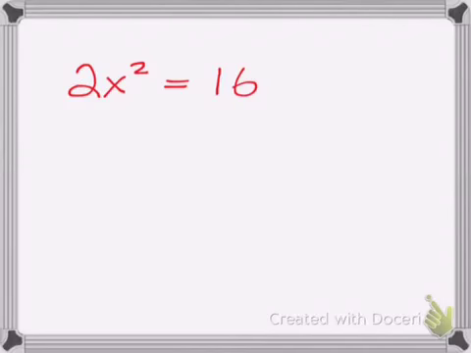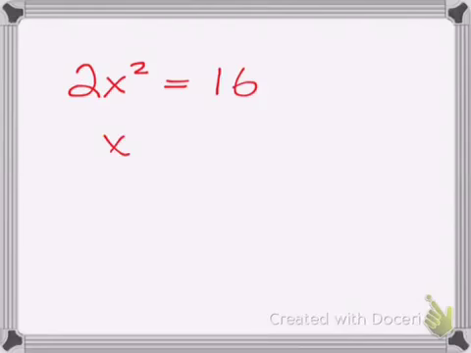Now, in this problem, do we have the conditions of the square root property met? No. We don't, do we? Why? Because we don't have something squared equals a number. We have 2 times something squared equals a number. So what's got to go? The 2's got to go, right? So if I can divide both sides by 2, what do I get?